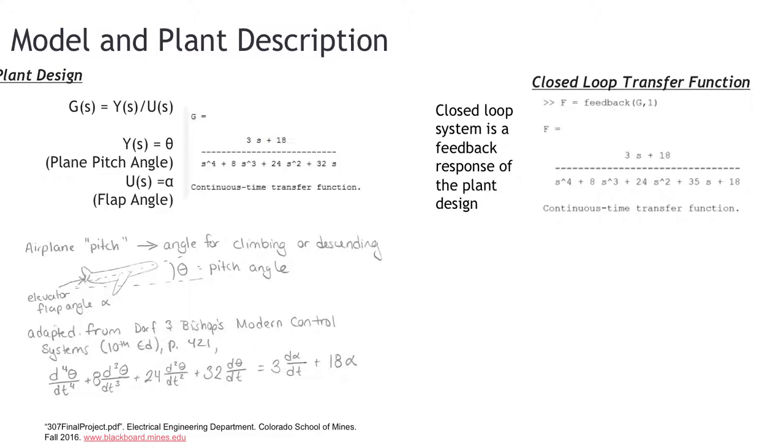Our plant design has solved for the transfer function that allows the control system to take the flap angle and output the pitch angle of the aircraft. The closed loop transfer function is when we took the feedback of our plant with a return side of 1. These two transfer functions will allow us to analyze our problem system and to model and tune our setup to operate most efficiently.